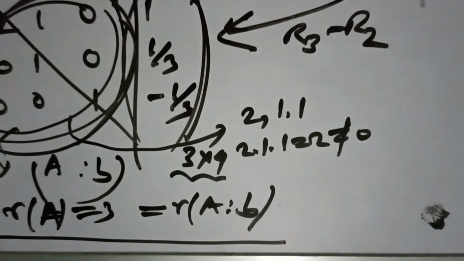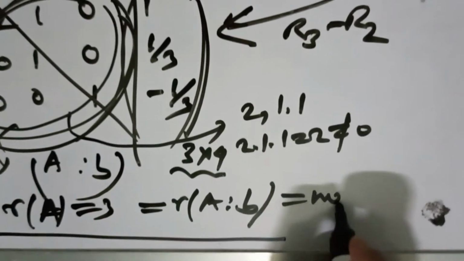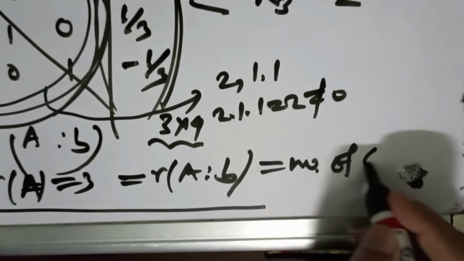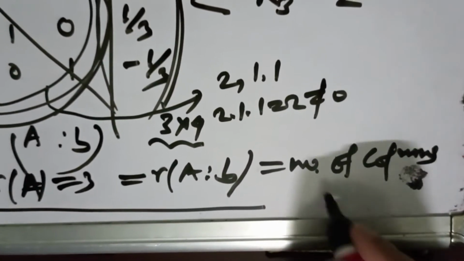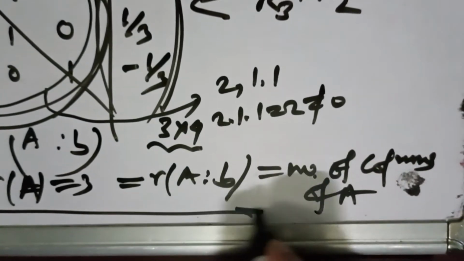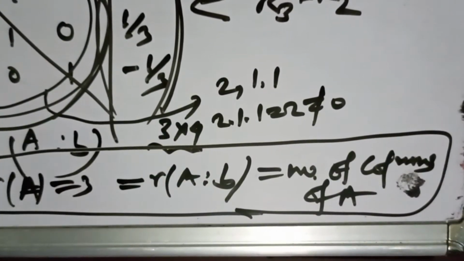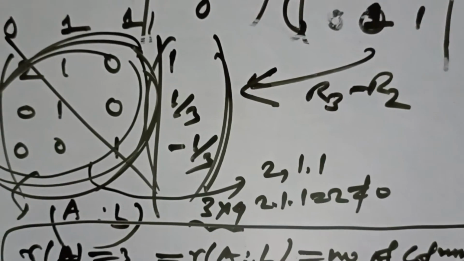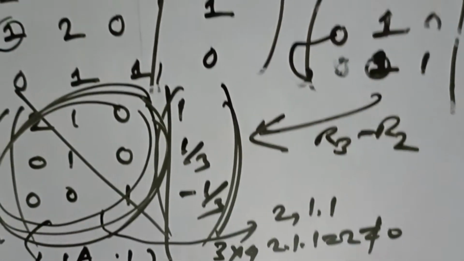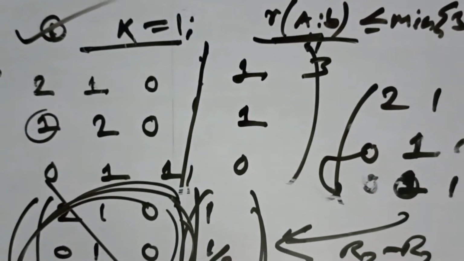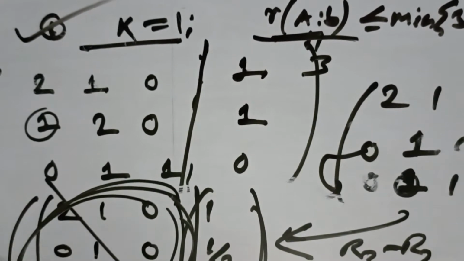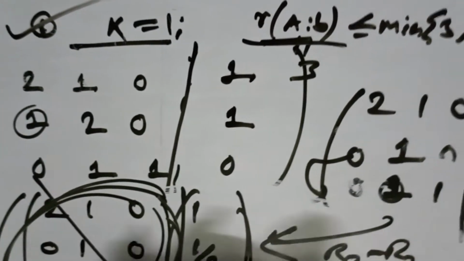The system is consistent. Also it is equal to the number of unknowns, the number of columns of A. If the rank of the augmented matrix equals the rank of A and equals the number of columns of A, we know the system has a unique solution and is consistent. So for k equal to 1, the system is consistent. Now for k equal to minus 1, you can do both processes, the rank method as well.